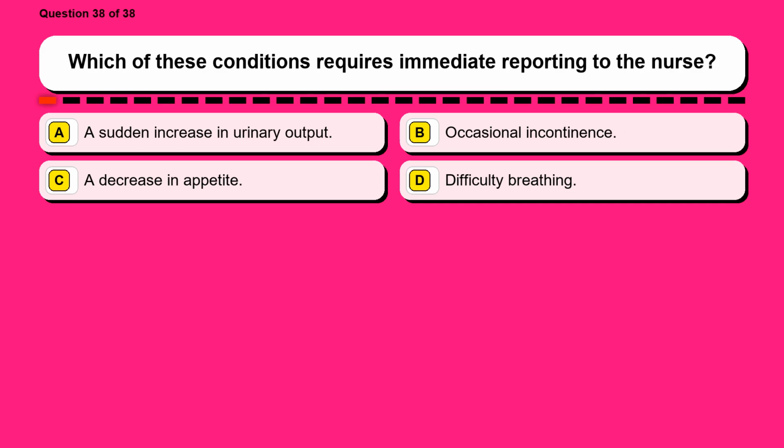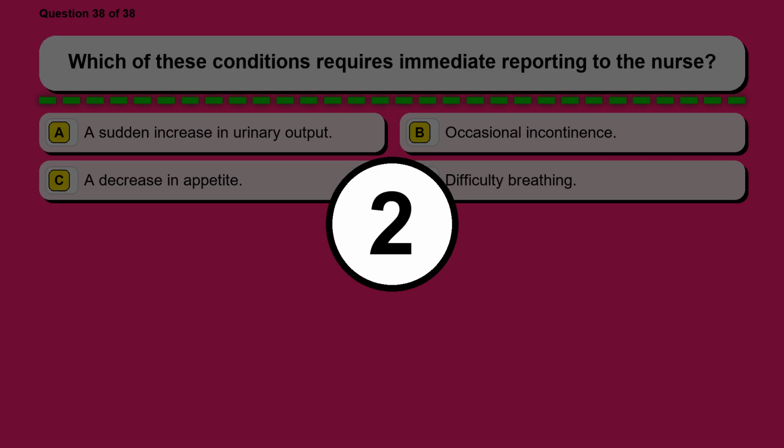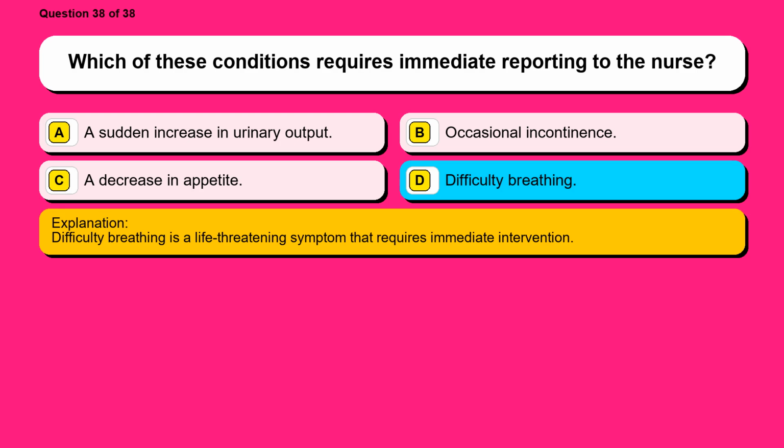Question 38. Which of these conditions requires immediate reporting to the nurse? Option A, a sudden increase in urinary output. Option B, occasional incontinence. Option C, a decrease in appetite. Option D, a difficulty breathing. The correct answer is option D, difficulty breathing. Difficulty breathing is a life-threatening symptom that requires immediate intervention.